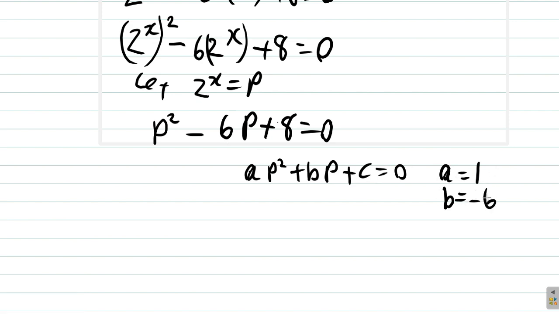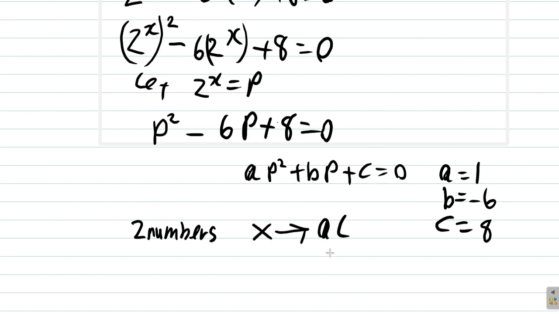B is negative 6, because the number that multiplies p is negative 6. You can write this as plus negative 6p. C is equal to 8. So with the AC method, you must find two numbers. They must multiply to give AC, and they add to give B.